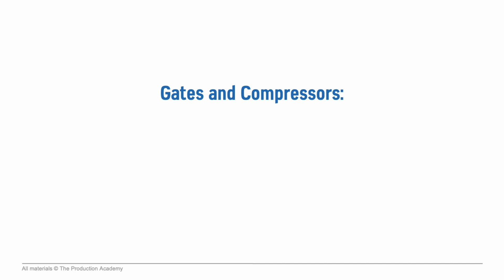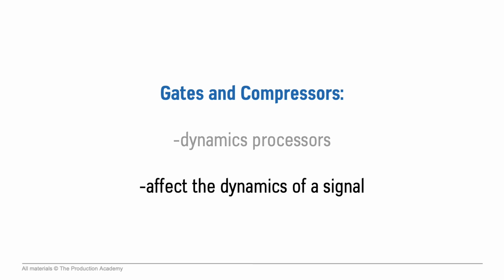So we mostly use the insert here for two powerful audio tools, gates and compressors. These are types of dynamics processors, which means they affect the dynamics of a signal. Dynamics are simply the difference between the loud and soft parts of the sound, so both gates and compressors operate depending on how loud the signal is at any time.